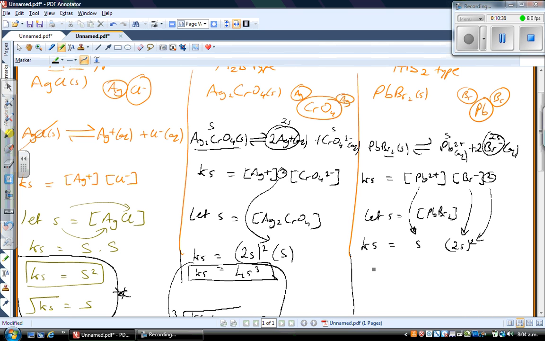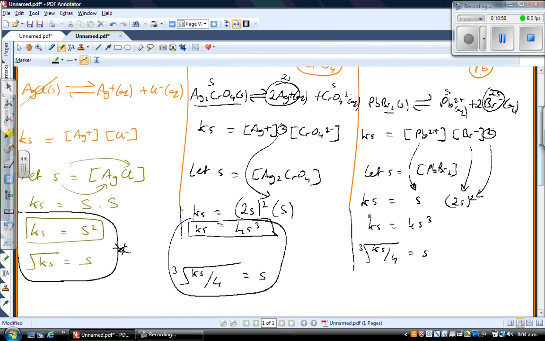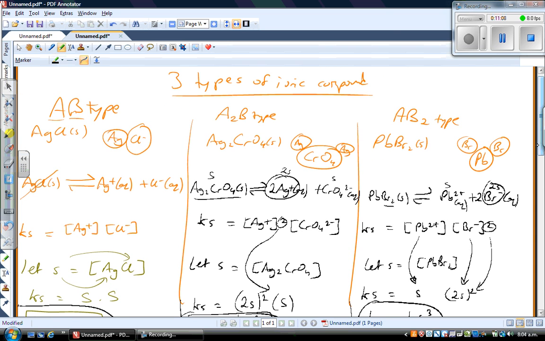So again, the relationship here is Ks is equal to 4S cubed, and therefore if you want to isolate S from that, it's going to be the cube root of Ks divided by 4. What you need to remember in short is that the relationship between Ks and S for an AB type solid is this first one here. If it's an A2B or an AB2 type ionic compound, then it's this expression right here. That's really important because otherwise we can't tackle any calculations of Ks or S.